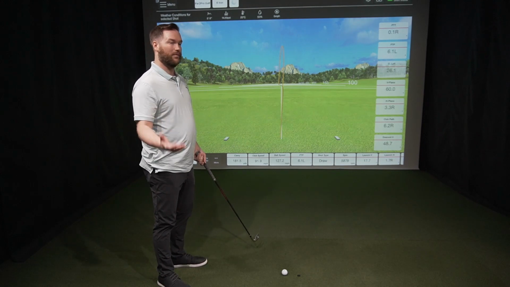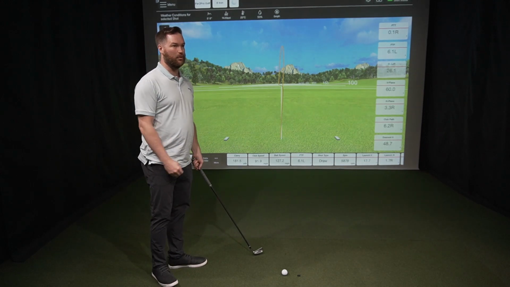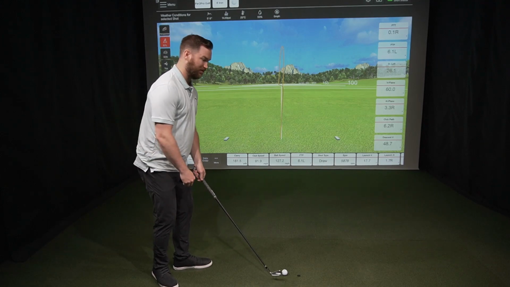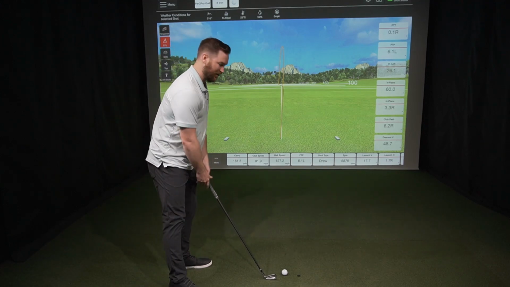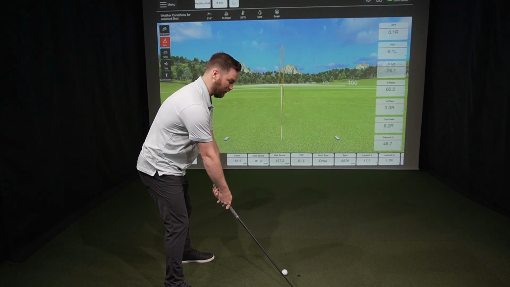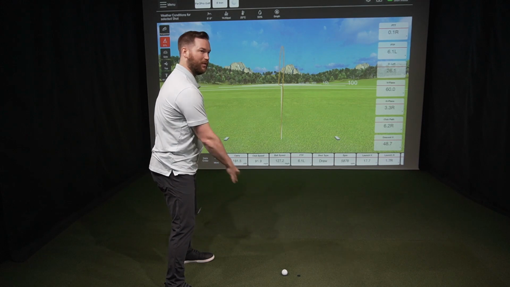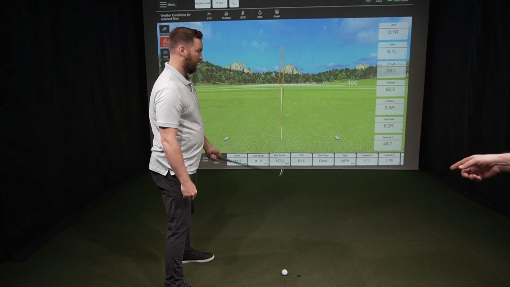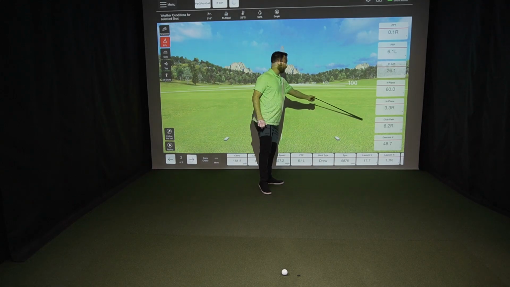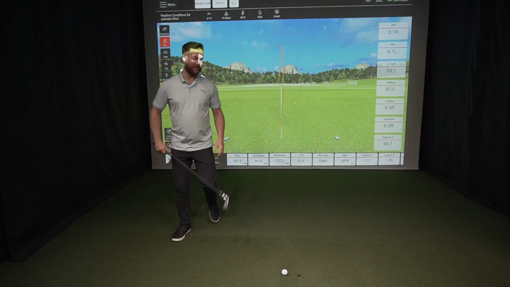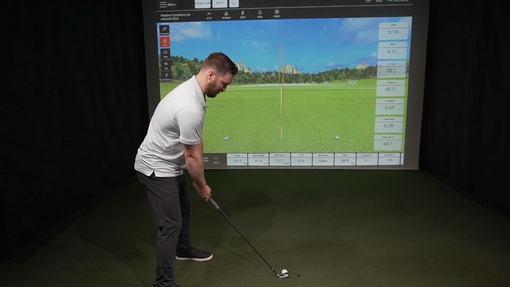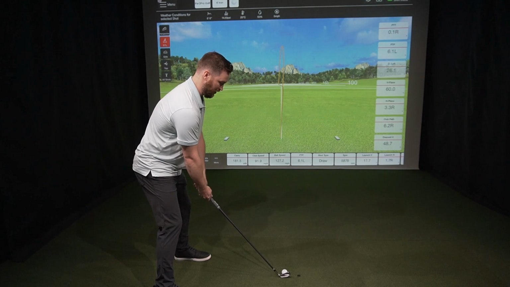Now, when you're talking about a slice, most people will tell you, you're slicing it because you're coming over the top. I've heard that. Yep. That's a club path related issue. Over the top means the club is moving from right to left. So club path would be left on the Mevo Plus. I'll see if I can hit a slice with that in mind.